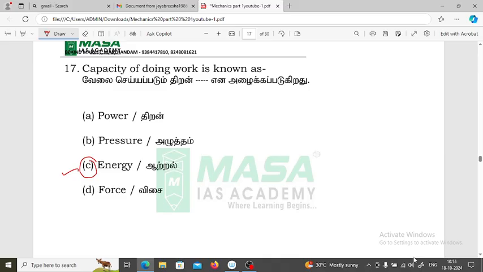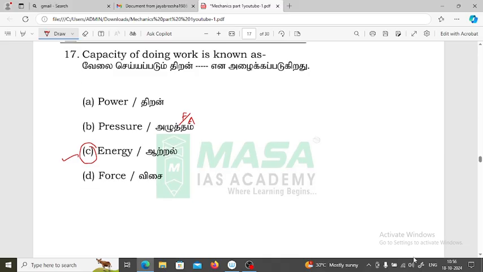Pressure means it is force by area. Energy, force, ... Capacity, for work to happen, what is needed? Work done is defined as, capacity of doing work is known as energy. If there is energy, work will happen. For work to happen, energy must be there. So the answer is option C, energy.